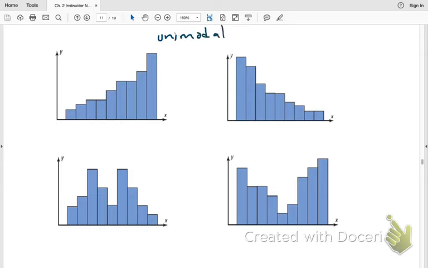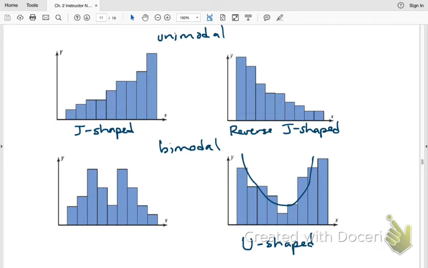And this graph on the bottom right, I would call a U-shaped graph. Okay, also bimodal, but it's kind of got a U shape to it.